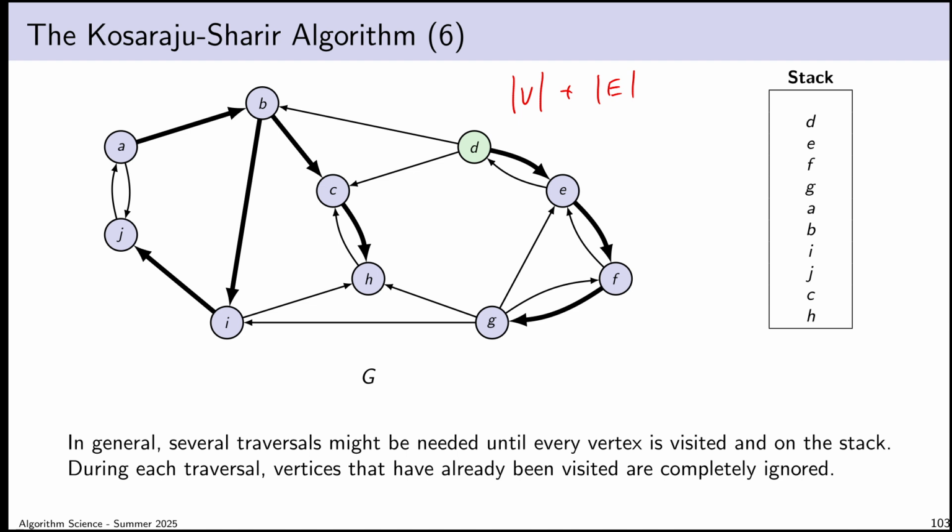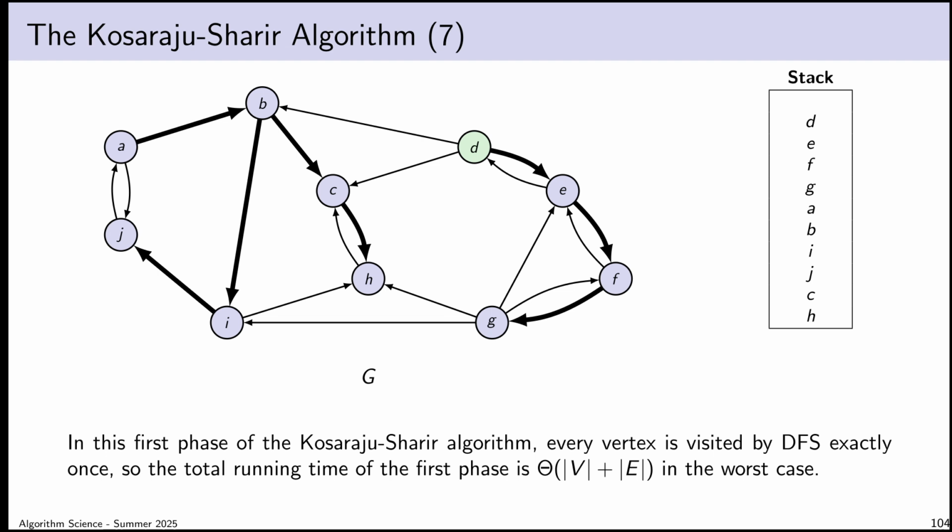All I'm doing is ensuring that every vertex eventually gets visited. So the first phase of the Kosaraju-Sharir algorithm, every vertex is visited exactly once, and so the total running time of my first phase is linear in the number of vertices and edges. All right, so what's the second phase?